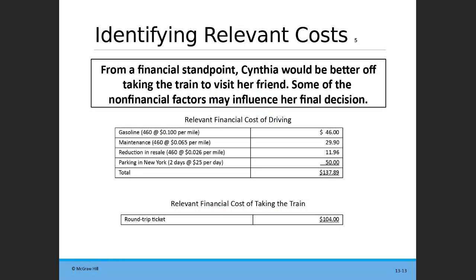So if you look at the relevant stuff, right, the cost of driving, well, we're going to have to pay for the gasoline, $46. It'll increase our maintenance cost, $29.90. Our car won't be worth as much because it'll have high miles, $11.96. Parking in New York will cost $50. And also, I do think if you're taking it to New York because you want to have something to drive around while you're there and you were going to drive out somewhere and go see something, go to the beach or something, well, now you're going to have to take an Uber or take the subway, so that costs some money. So I do think you should include that, but that's just something they didn't think about.